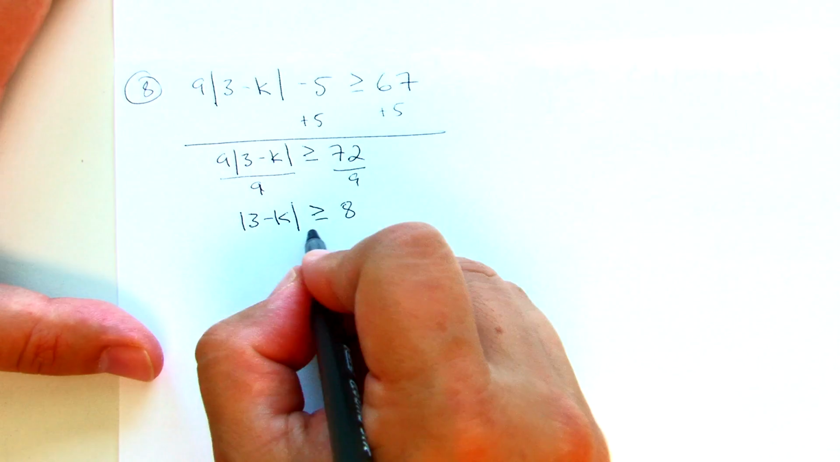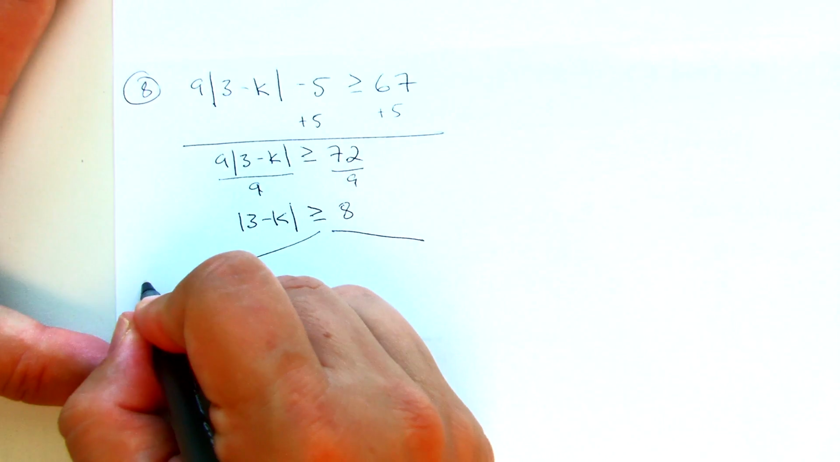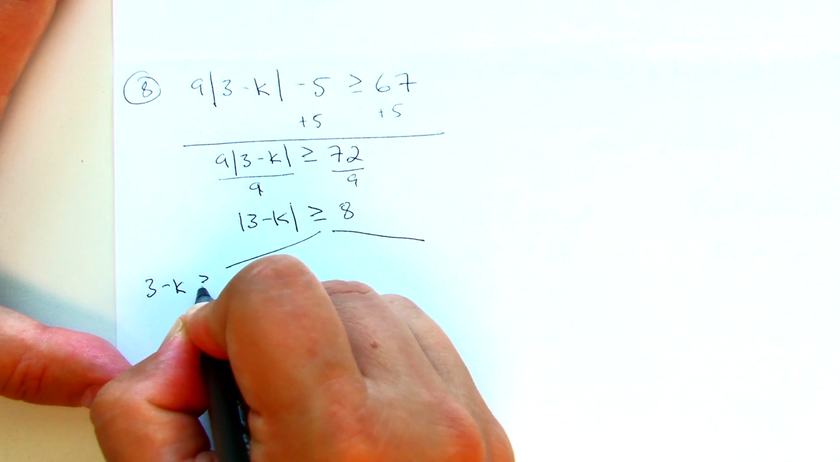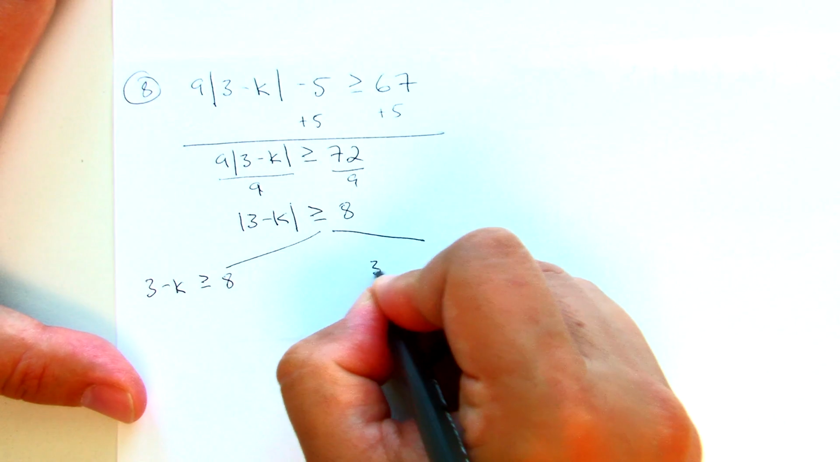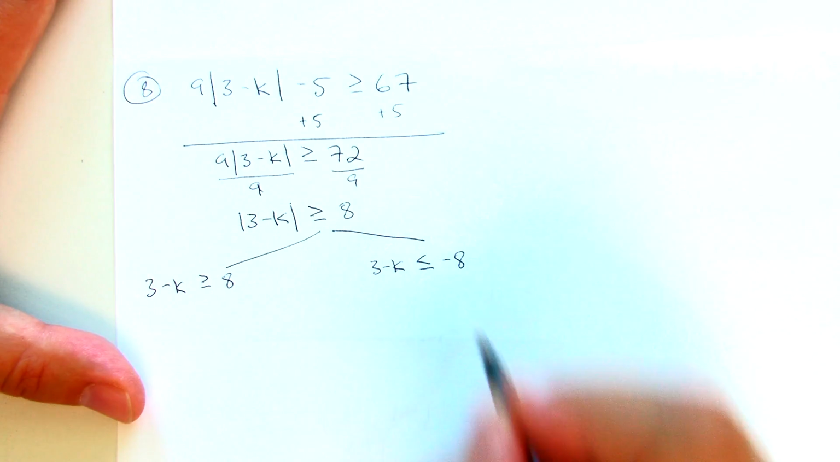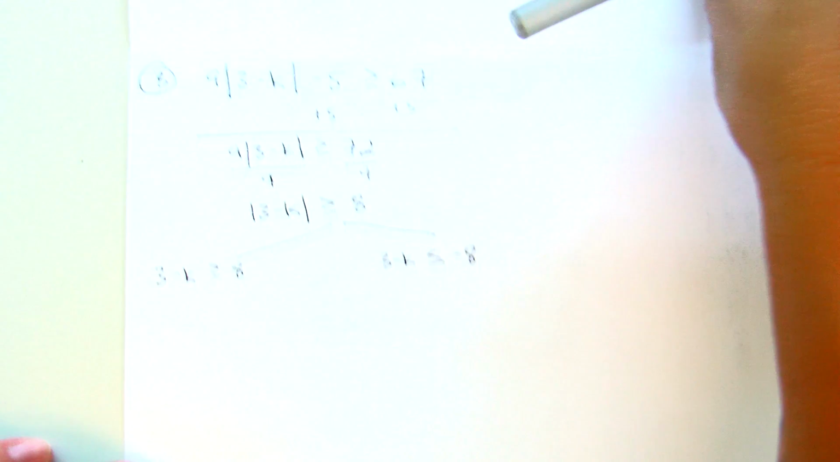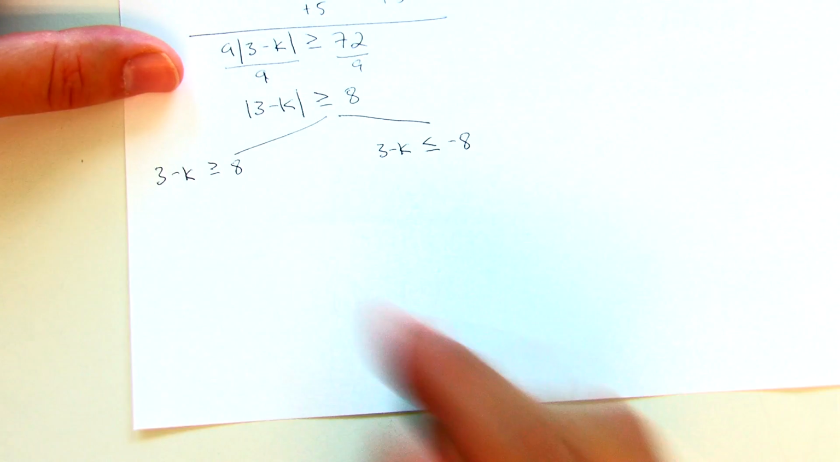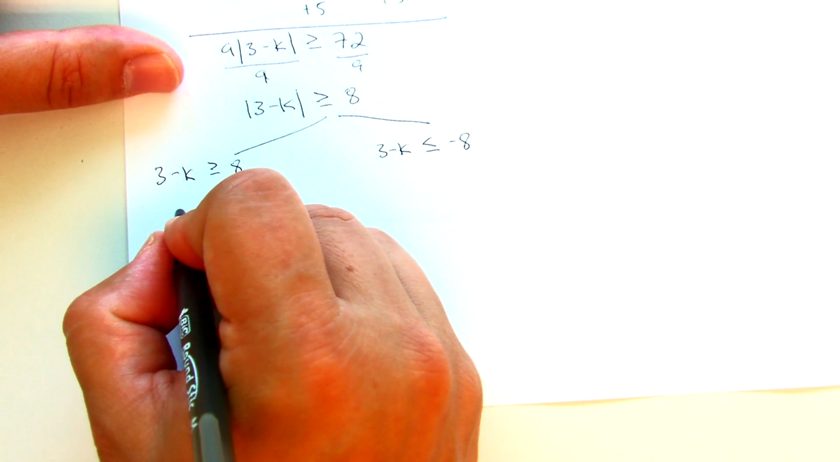Alright, now we'll split it. 3 minus k is greater than or equal to 8. 3 minus k is less than or equal to negative 8. Right? We're switching that inequality symbol because we're talking about negative. Okay, so let's do this.